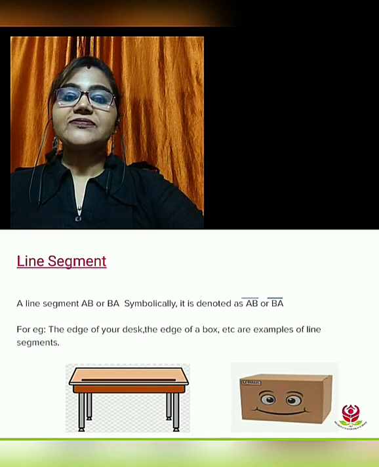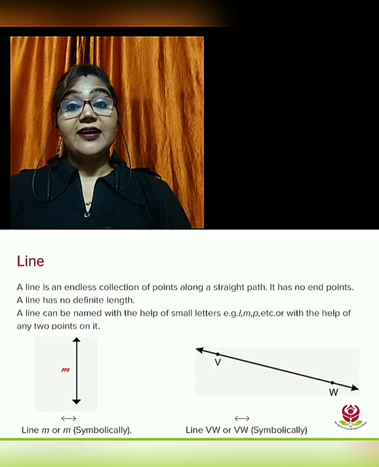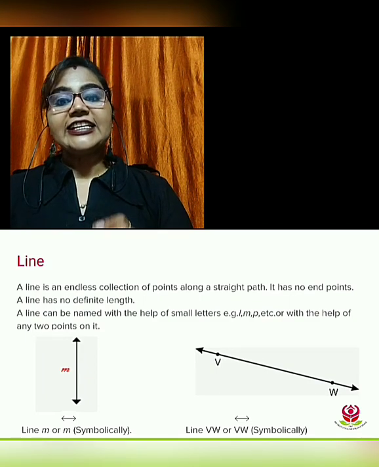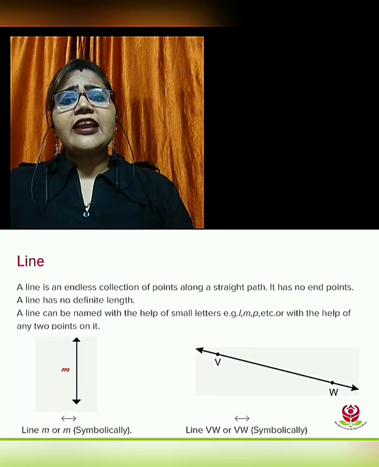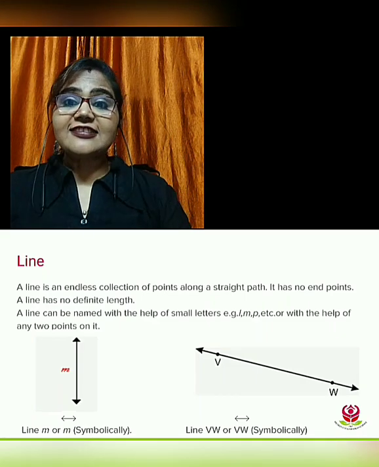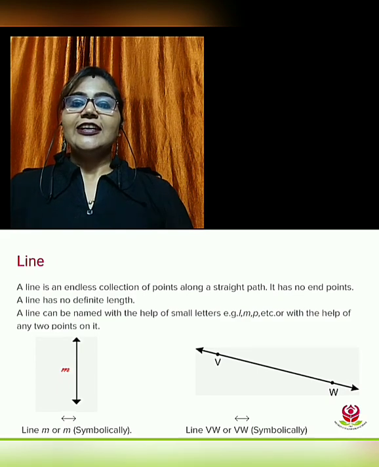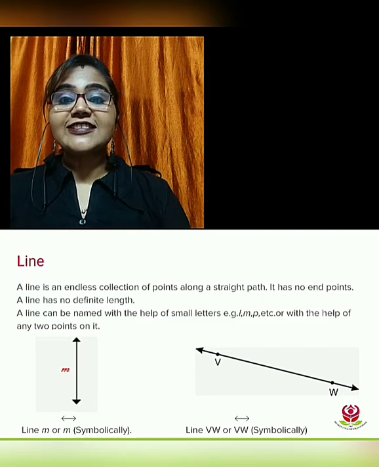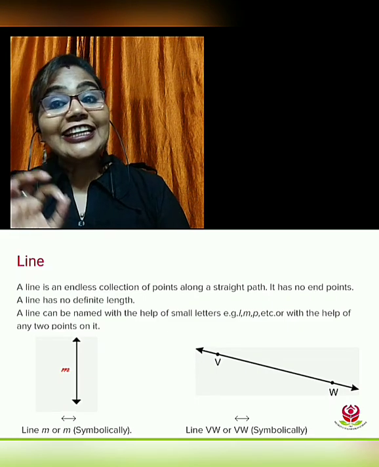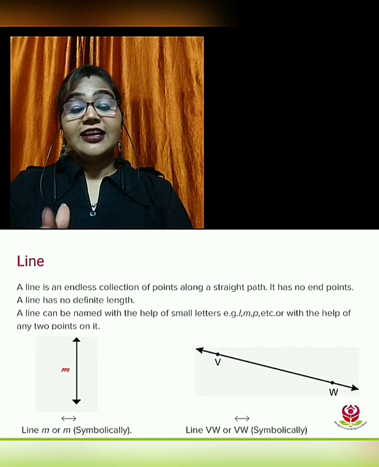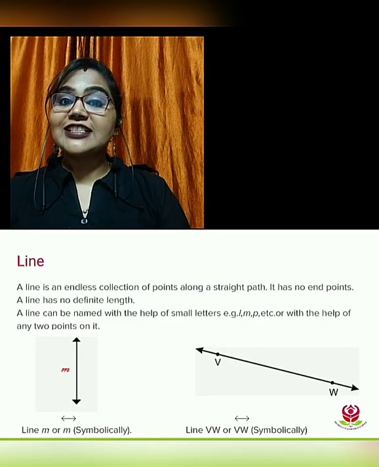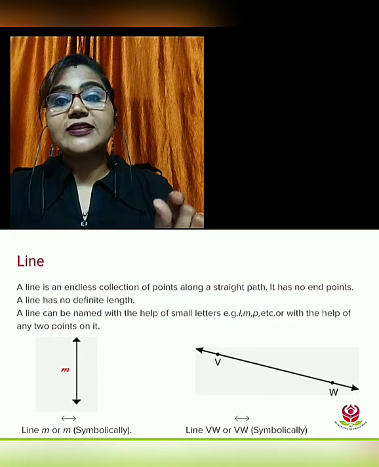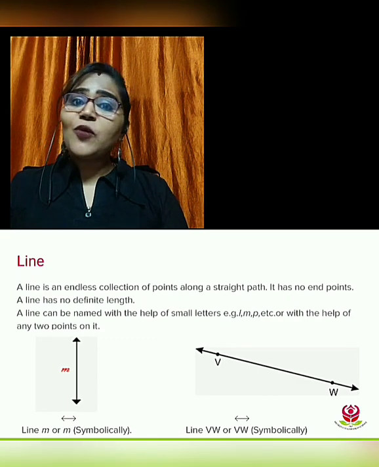Okay students, next we have line. Now what is a line? A line is an endless collection of points. Endless. There are a number of points along a straight path. It has no end points. A line has no definite length, whereas the line segment you had seen has a definite length and it has 2 end points, whereas in a line there are no end points.